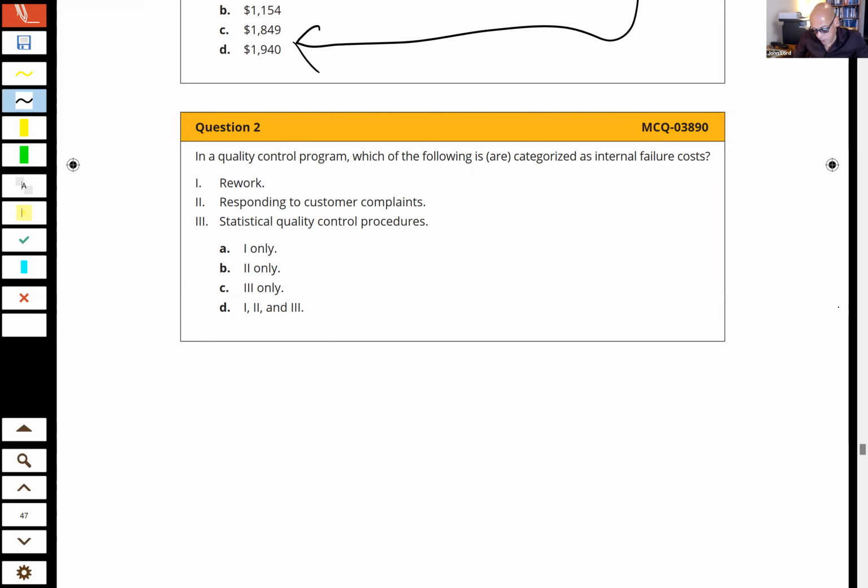Okay, looks like most of us have had a chance to look at this one, so I'm going to go ahead and end the poll. We're coming up on the 2 minutes, and good. Most of us got this one right.